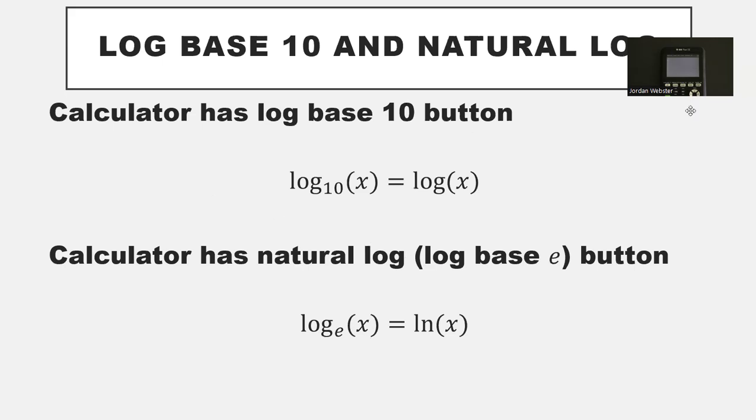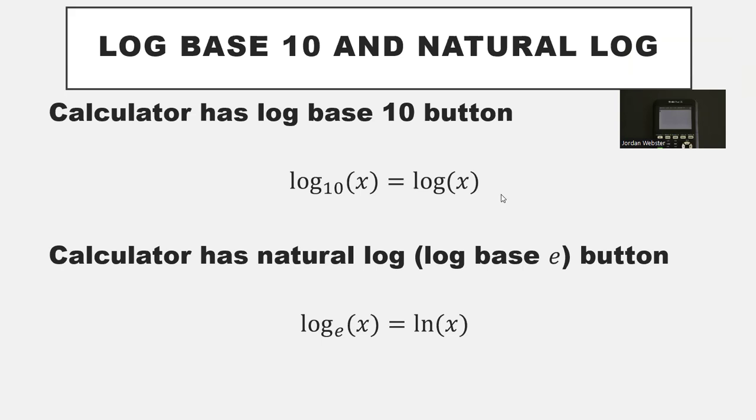Let's go ahead and calculate some logarithms. Some logarithms that we can see on our calculator are log base 10 and log base e. The calculator has a log base 10 button, and the way the button looks, it just says log. The calculator also has a natural log button. Natural log is the log base e, that is the irrational number e associated with continual growth. And log base e, or the natural log on our calculator, looks like ln of x.